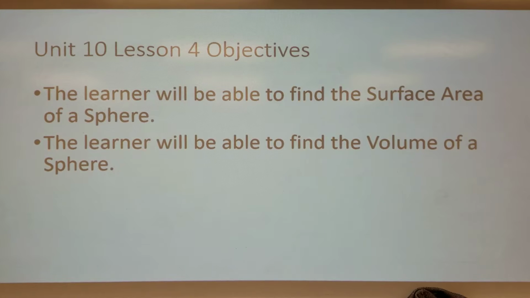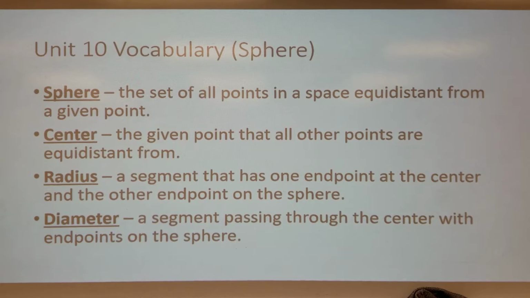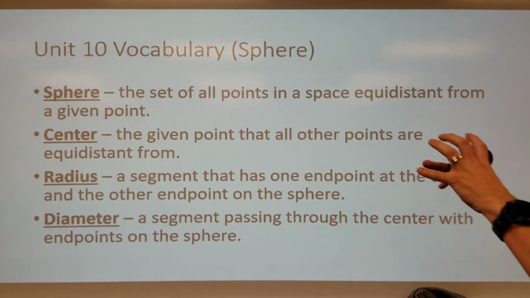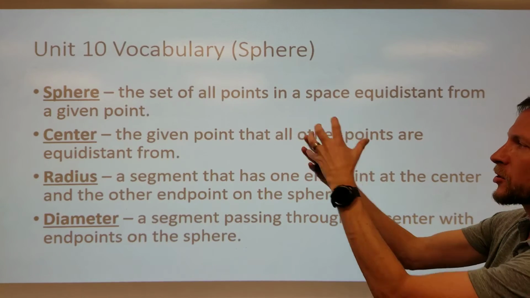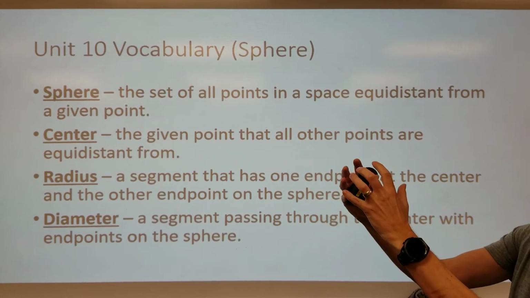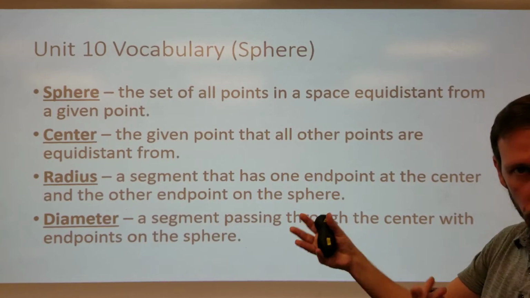So we're going to find the surface area of a sphere, we're going to find the volume of a sphere, and in order to do that, we need to know a little bit about those things. So here's some key vocabulary dealing with spheres. Obviously, a sphere is kind of the set of all points in space, 3D space, that are equidistant from a point. It's basically the three-dimensional version of a circle.